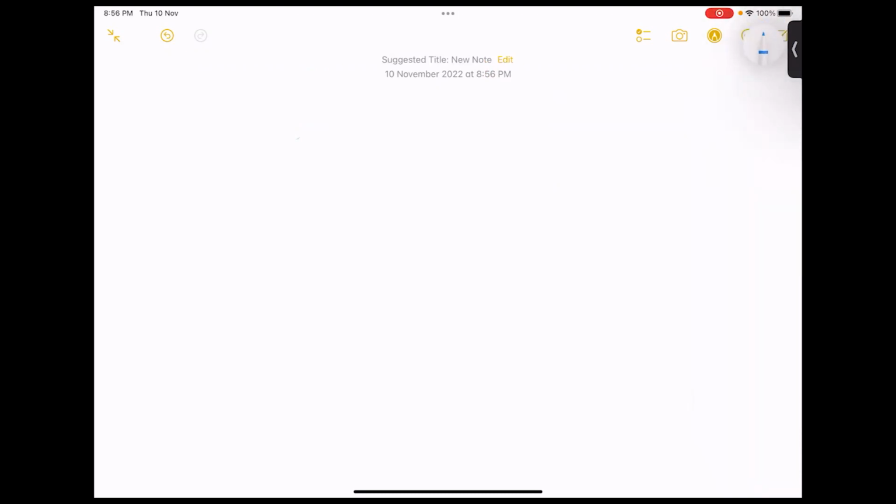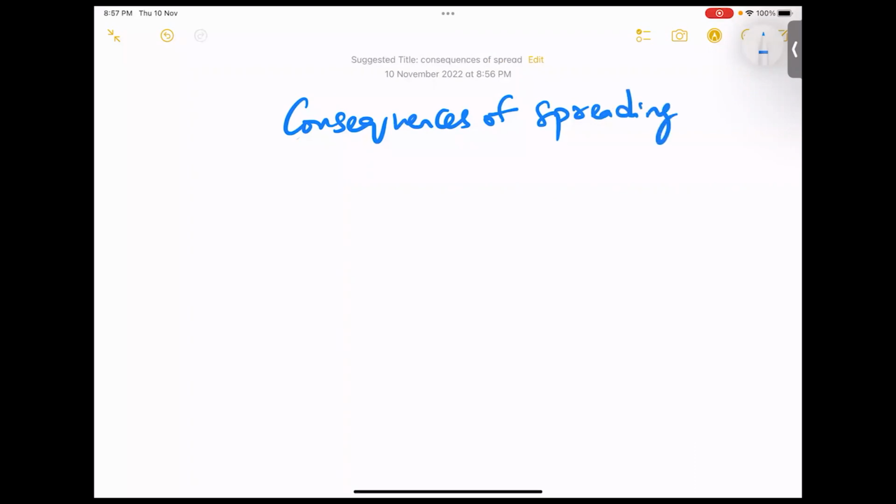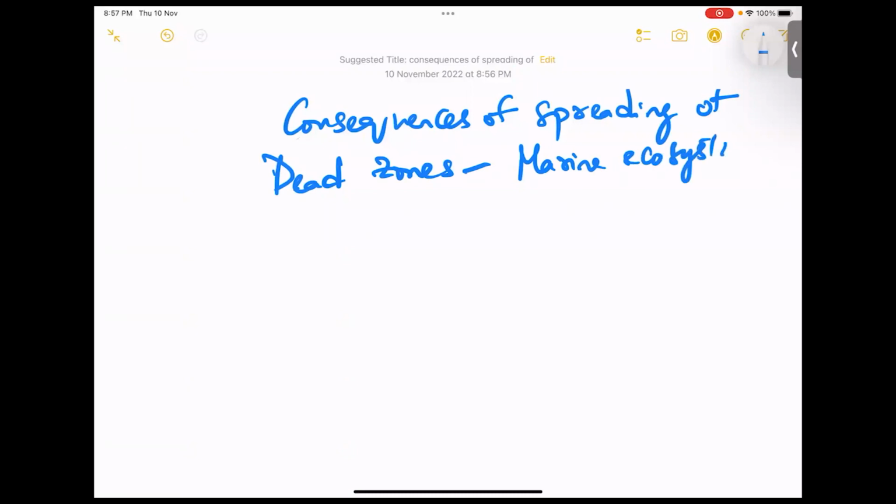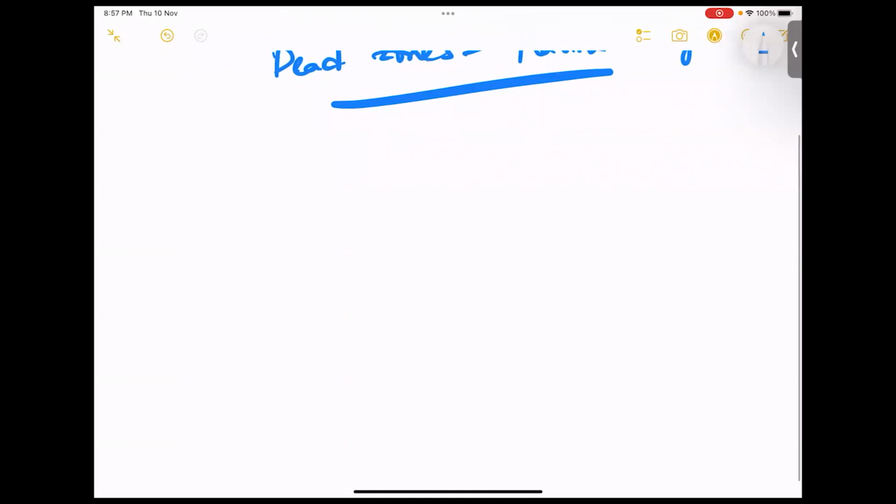The question is consequences of spreading of dead zones, and how this spreading is going to impact the marine ecosystem. So first define what is a dead zone. In the introduction, we define what is a dead zone.